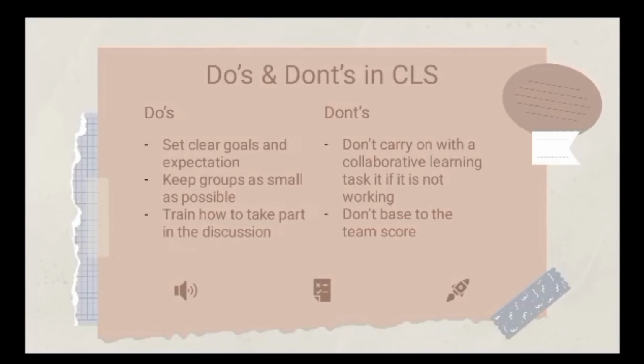These are the do's and don'ts in cooperative learning structures. Do's: set clear goals and expectations. Keep groups as small as possible. Train how to take part in the discussion. Now we have the don'ts in CLS. Don't carry on with a collaborative learning task if it is not working. Another don't: don't base it on the team score.